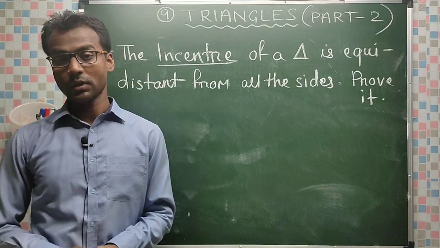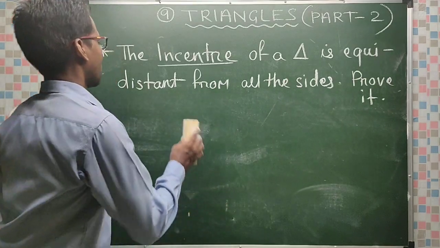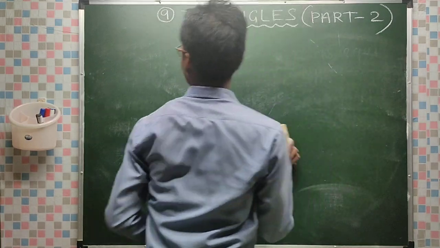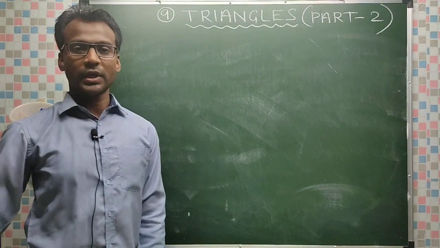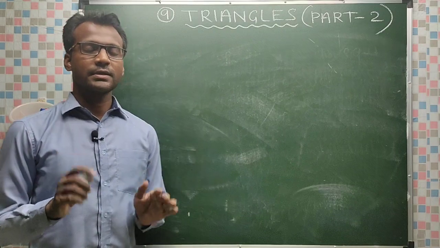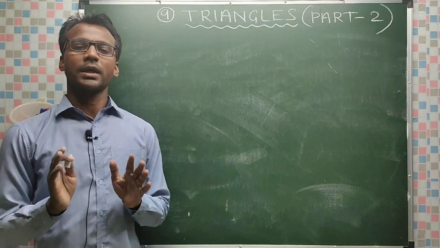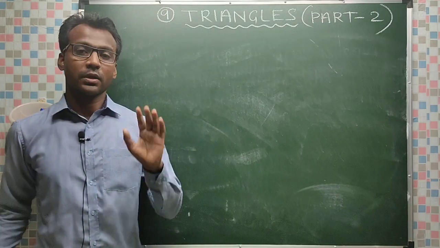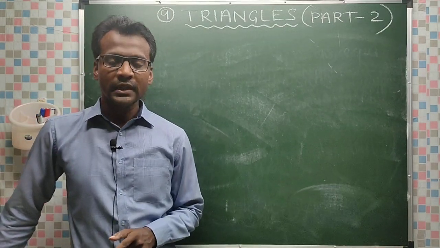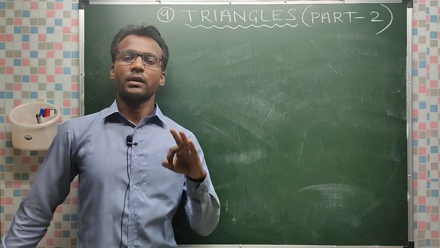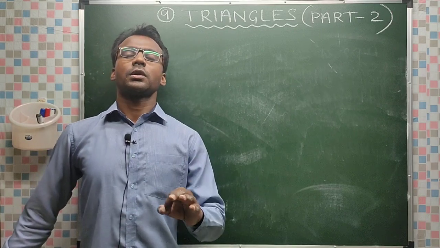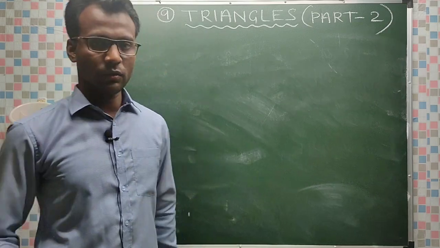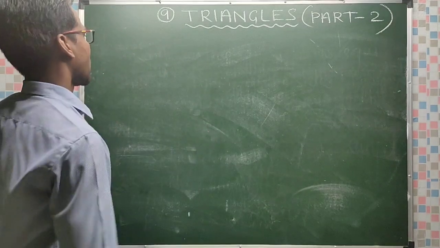Now let us prove this using congruence. I hope you are able to recollect what is incenter. Incenter is the point of intersection of angle bisectors of a triangle. In the first part I have explained what is angle bisector and also incenter. The 3 angle bisectors of a triangle are concurrent. They intersect at a point which is called incenter, represented by the capital letter I. I have told you in part 1. Okay, so let us draw a triangle.